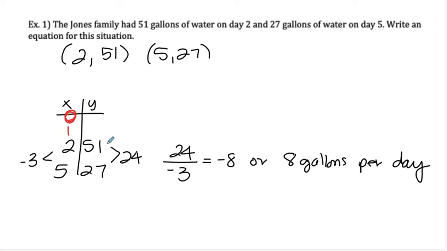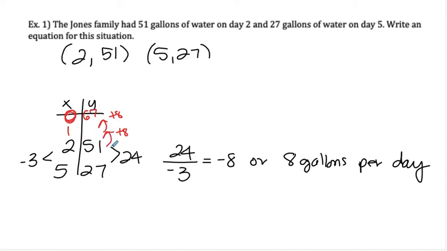So if I want to work back up the table, I'd want to add 8 to get to day 1, and then I would add 8 again to get to day 0. And 51 plus 8 plus 8, I know that my starting point on day 0 would be 67.